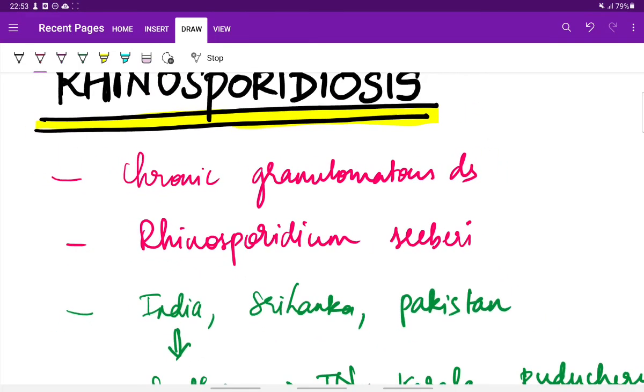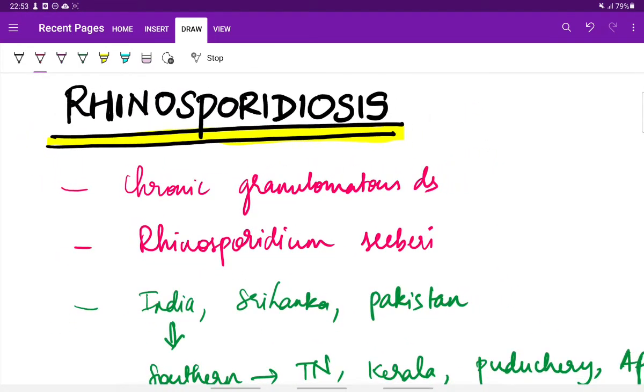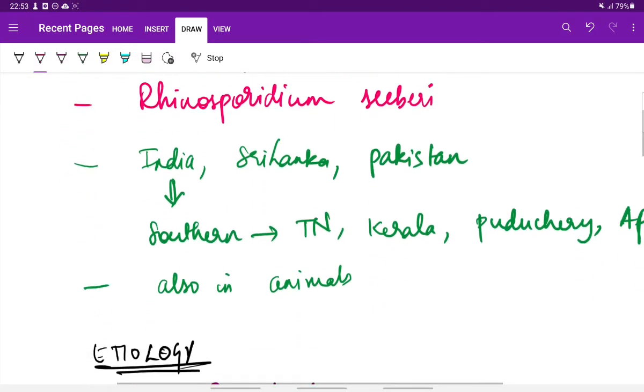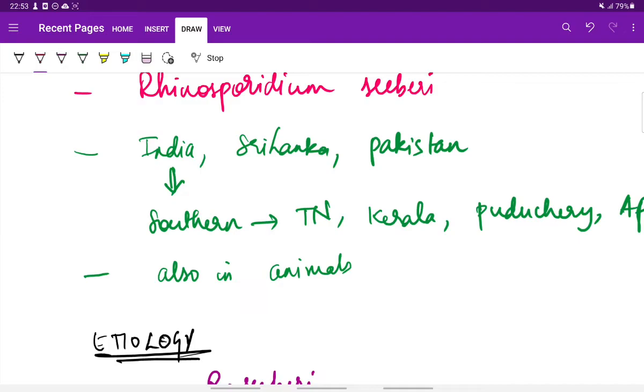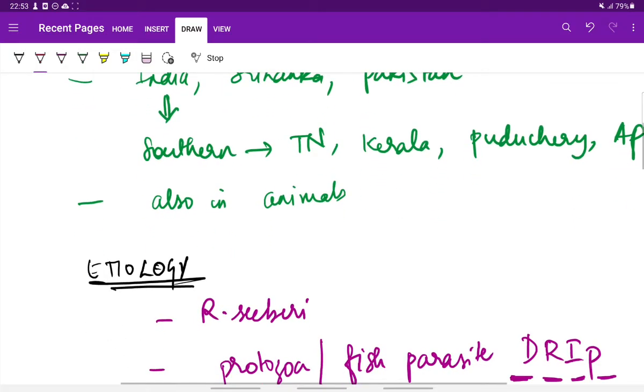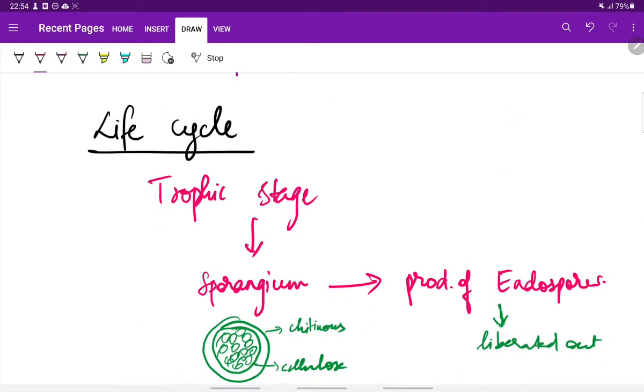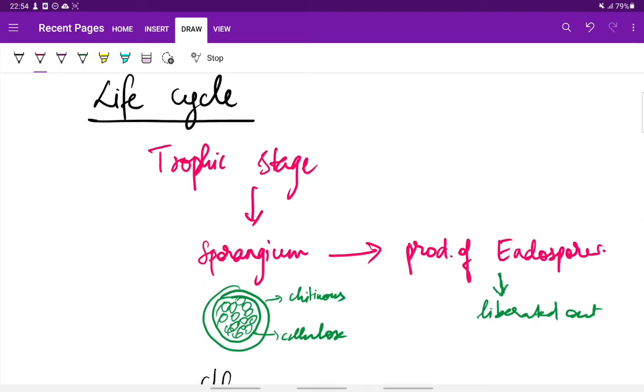Let's see a quick review of rhinosporidiosis. It is a chronic granulomatous disease, most commonly caused by Rhinosporidium seberi. It is more prevalent in tropical countries like India, Sri Lanka, Pakistan. In India, common in southern India. Sometimes this is also seen in animals. Etiology, it is caused by Rhinosporidium seberi. Sometimes it is said to be associated with certain protozoa or fish parasites, the DRIP group of parasites. Life cycle, it exists in three stages: trophic stage, sporangium, and production of endospores.